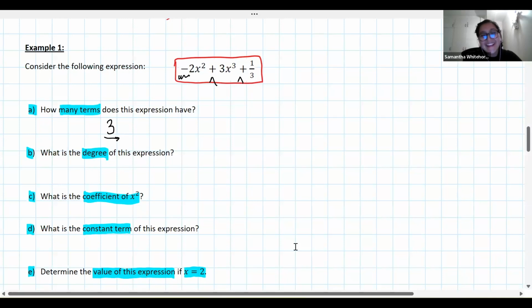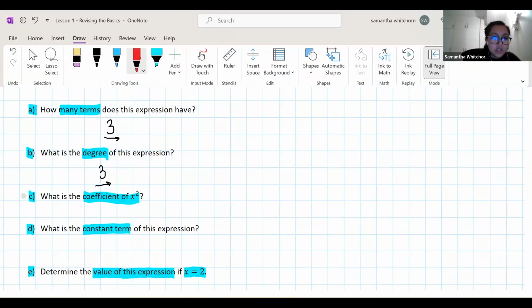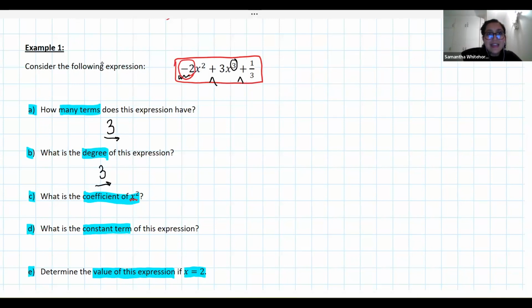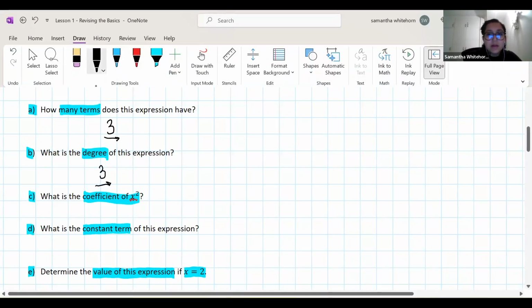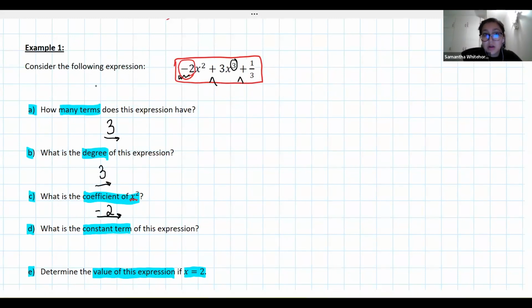Okay, so if we now go to degree, remember degree is the biggest exponent of our variable. That would be 3. So the degree of this expression is 3. Now when we want the coefficient of x squared, so x squared is the specific term I'm looking for. That is the first term, so I'm looking for the number in front of it. That is -2. Please don't stress about E, I'm going to get there, just wait. So the coefficient of x squared is -2. And if you don't have that negative there, unfortunately, it is wrong. It is a -2 in front of our x squared.